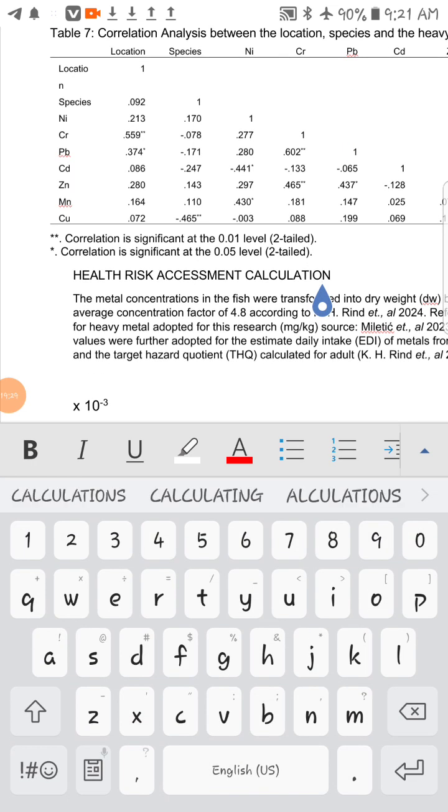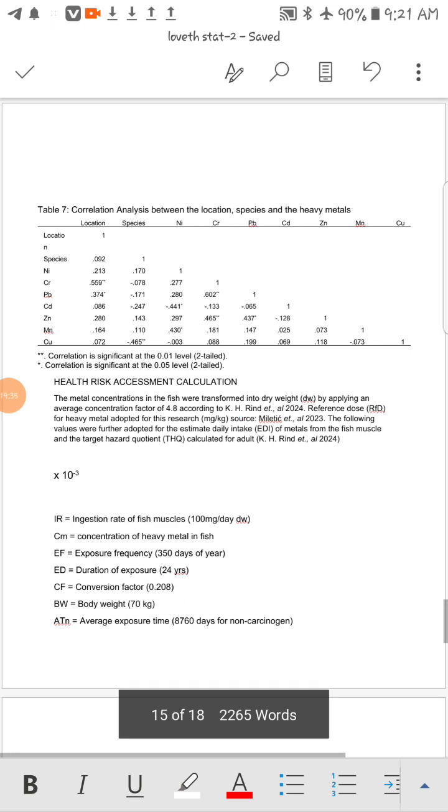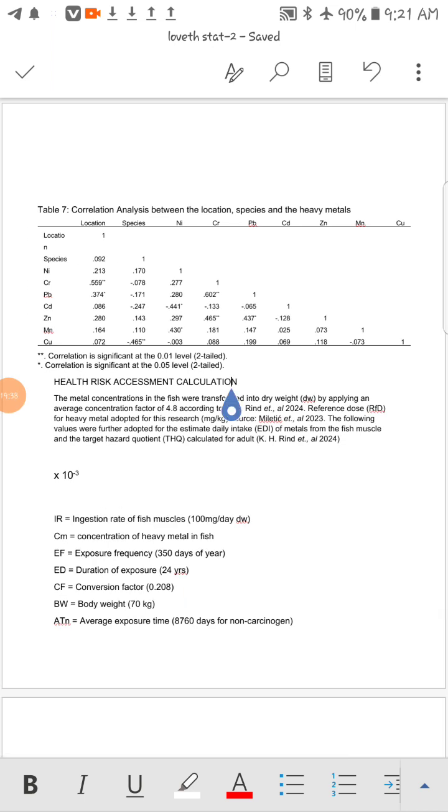Then in the risk assessment calculations, some values were used. The metal concentration in the fish was transformed into dry weight, which is very, very important. If you want to calculate risk assessment, the values should be in dry weight. Your values are in wet weight, but I don't believe the author did any calculations converting wet weight to dry weight. I don't think it does that. If it does, it probably would have told you.